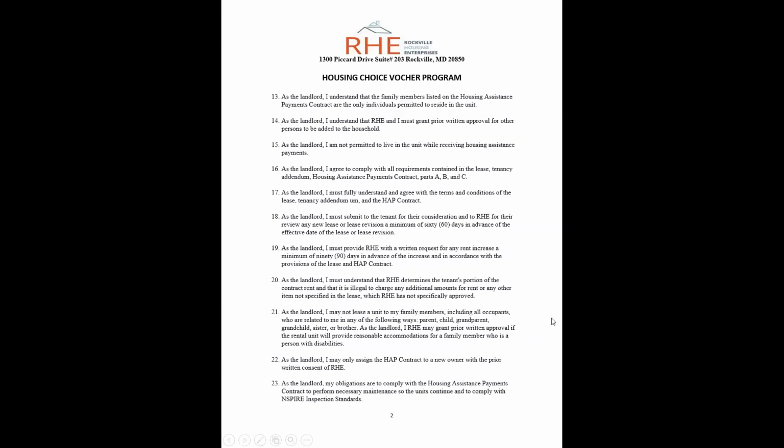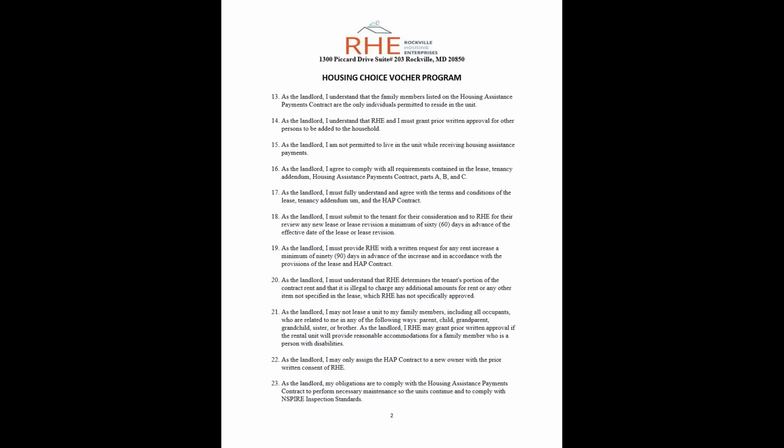13, as the landlord, you must understand that family members listed on the housing assistance payments contract are the only individuals permitted to reside in the unit. 14, as the landlord, you also must understand that RHE must grant prior written approval for other persons to be added to the household. 15, also, as the landlord, you are not permitted to live in a unit while receiving the housing assistance payments.